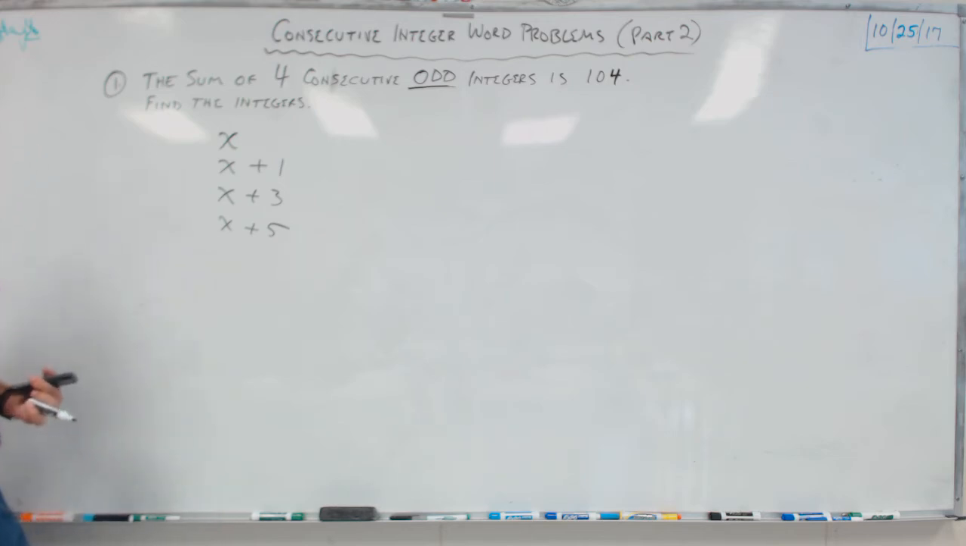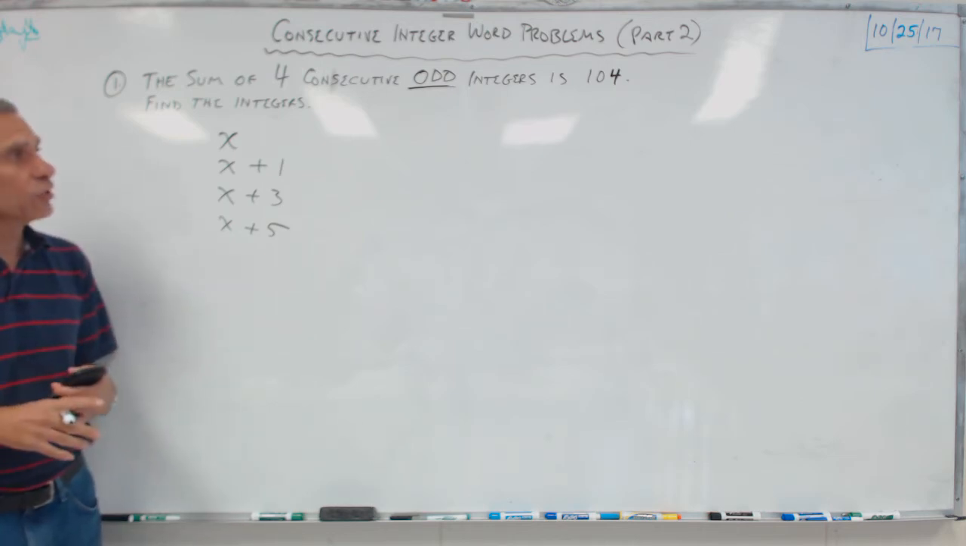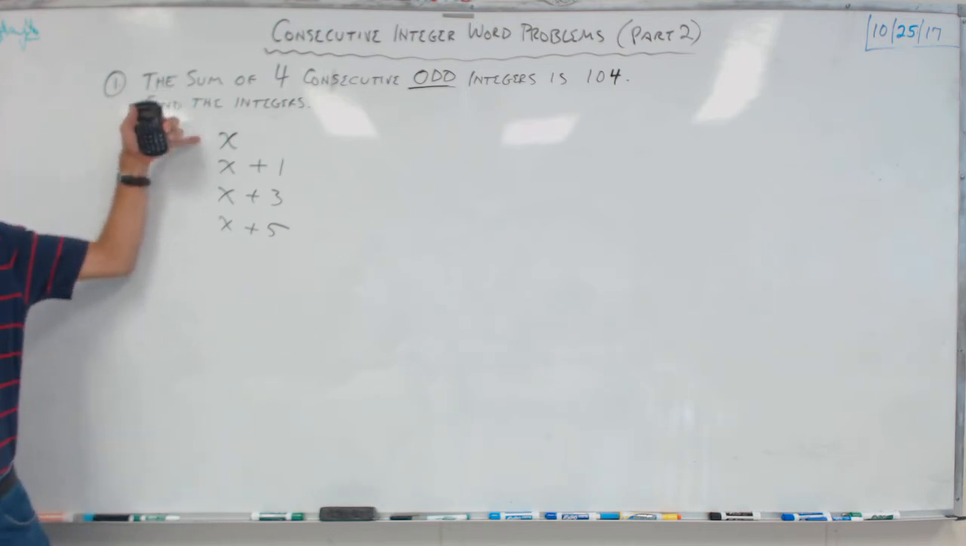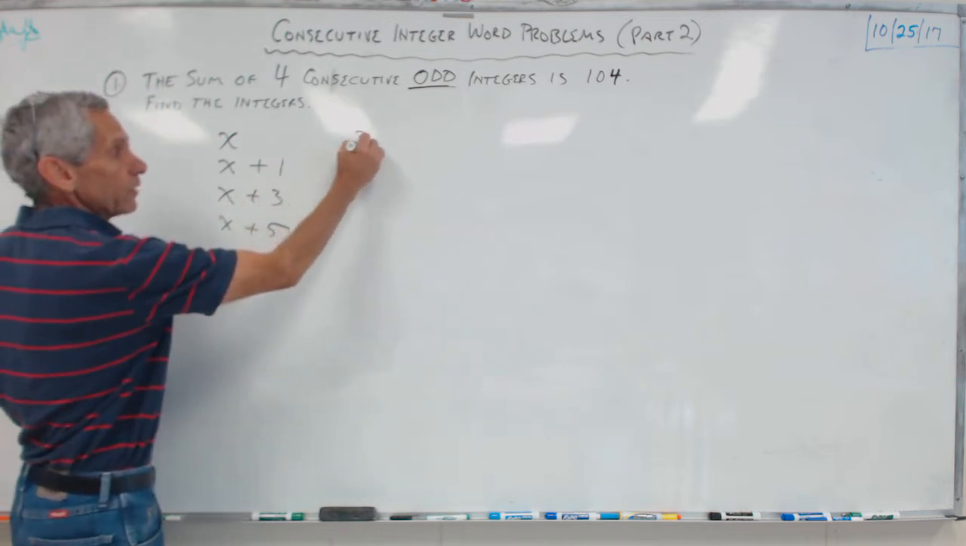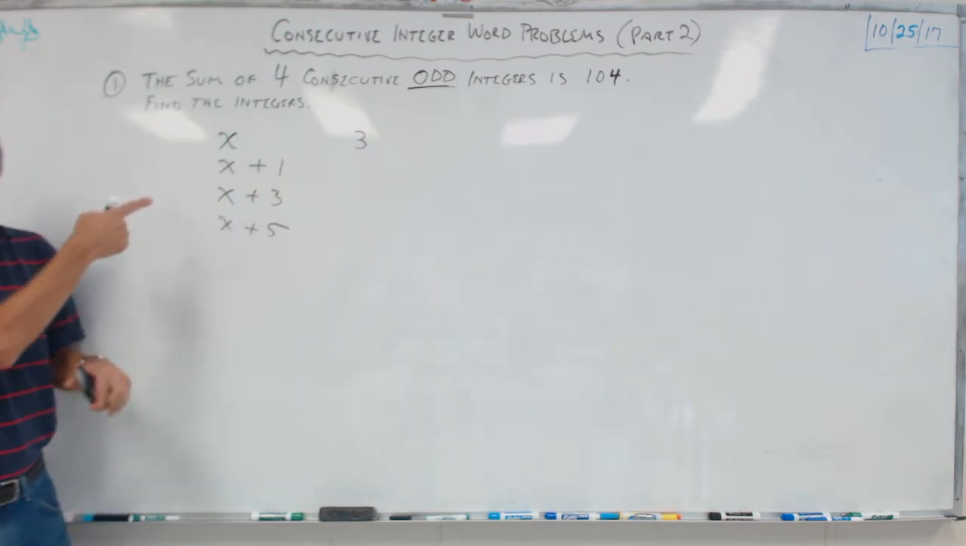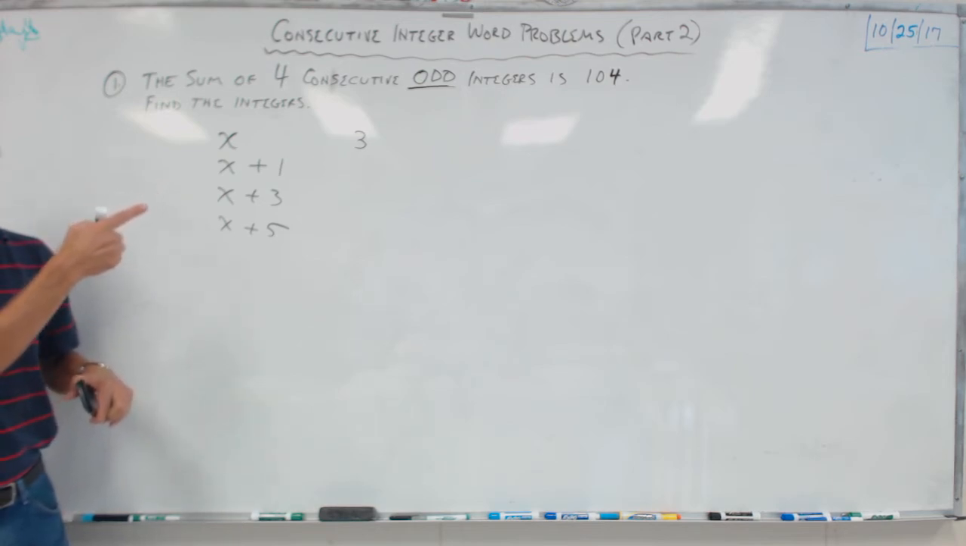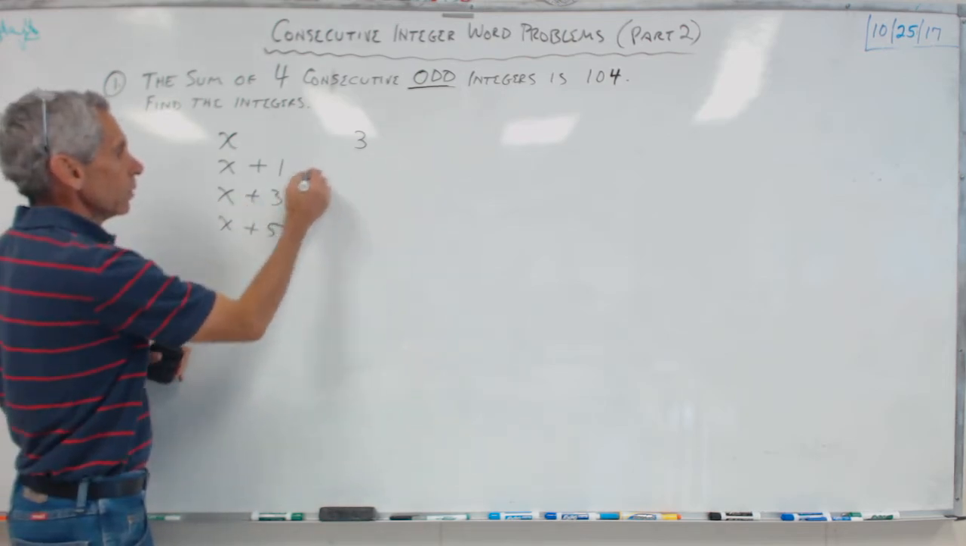It's not. Okay. So the sum of 4 consecutive odd integers is 104. That means this one has to be an odd number, right? Yep. So I'm going to make it 3. If that's 3, now what would this one be? 4. And then the next one would be 7, and then the next one would be 12.